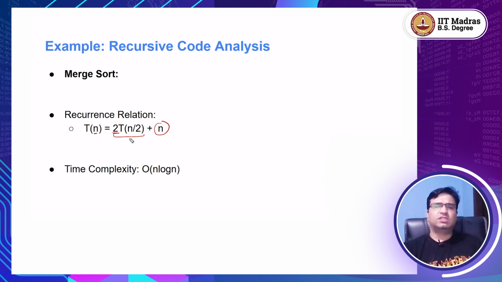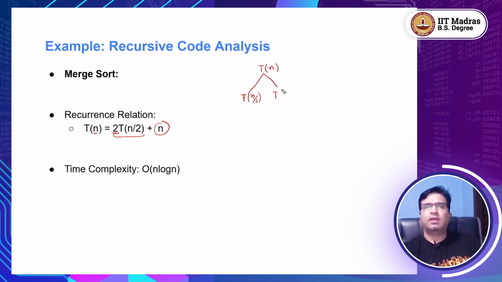So how can we solve this? We can use different methods for this, like the recurrence tree. So we can just make a structure of how these calls are going on. Initially we have one call, T(n), and from this we have two recursive calls, T(n/2) and T(n/2). And each time it will take n time for merge.